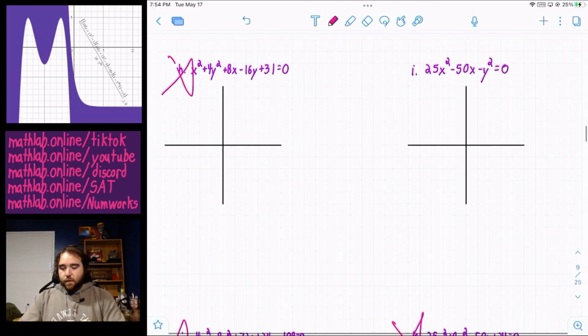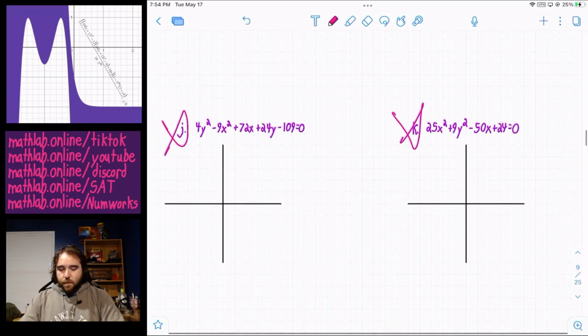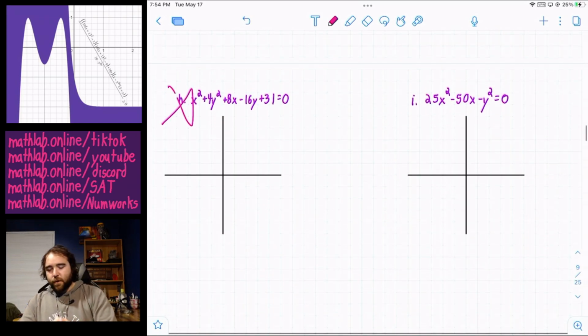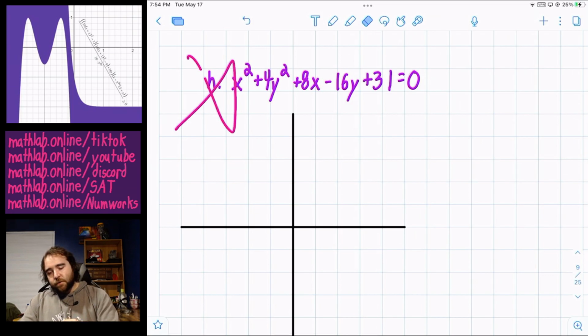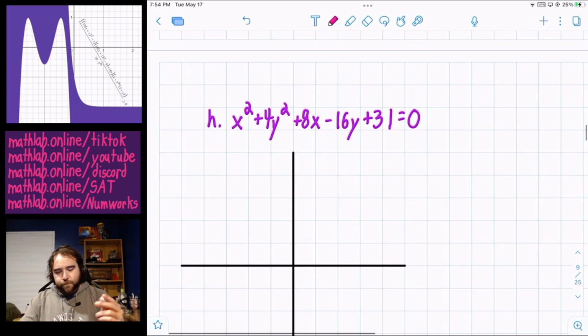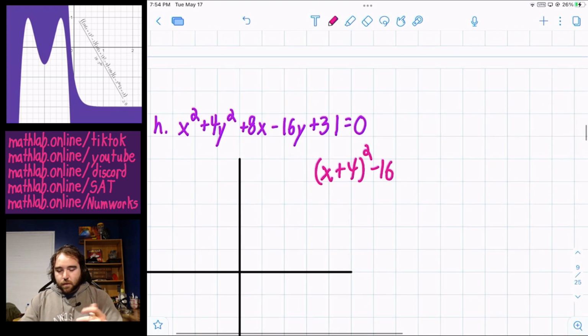All right. So I crossed these 3 out because they're a little weird. But I'm going to go ahead and do them because we should be able to do these. We really should. So let's do them. We're going to complete the square. So we got x squared plus 8x. So that's x plus 4 squared minus 16.